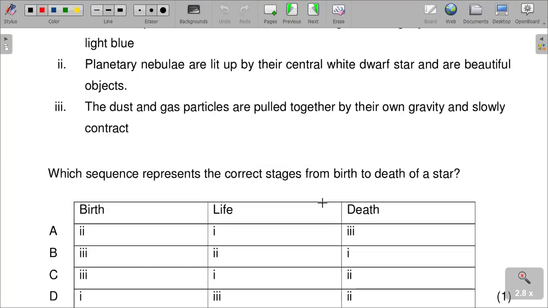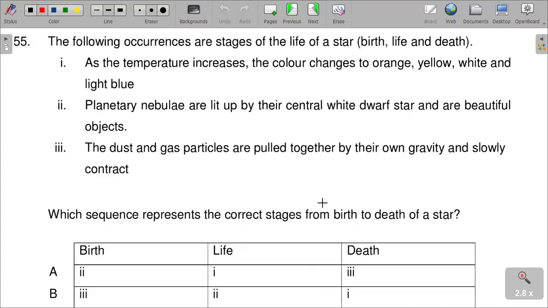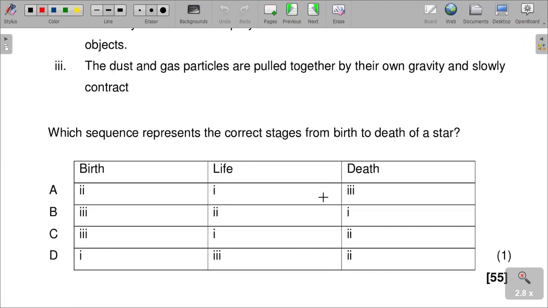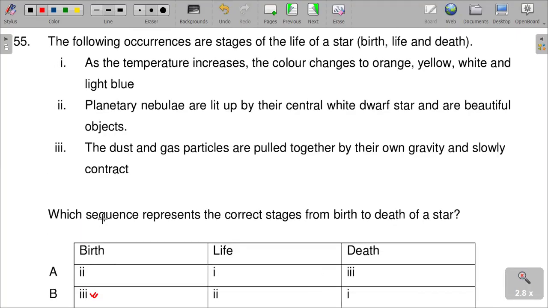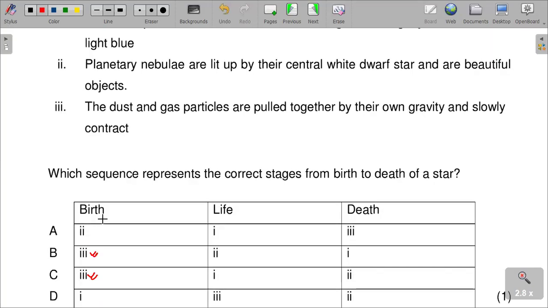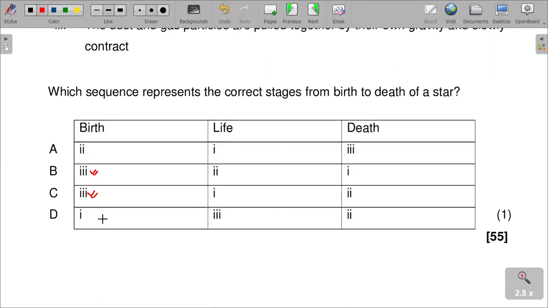Number 55. We are saying birth is when dust and gas particles are put together by their own gravity, which means birth should be 3. Birth should be 3, which is correct. And then life: as temperature increases, the color changes to orange, yellow, white, and light blue. So in life, it is supposed to be 2. So here it is wrong, and then we have got that is correct.